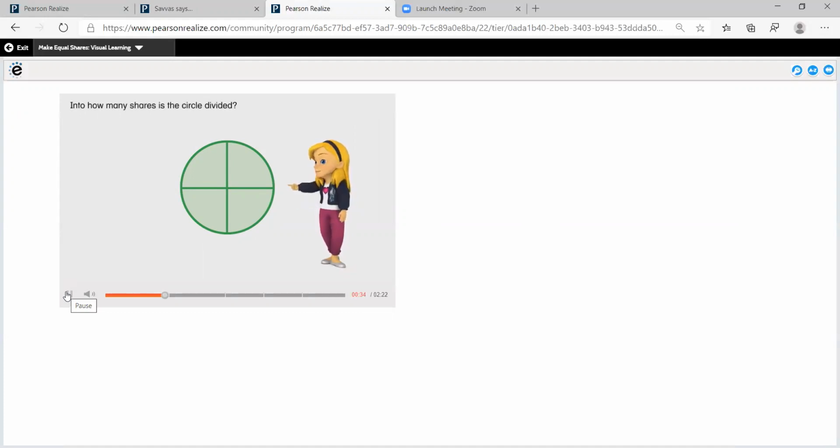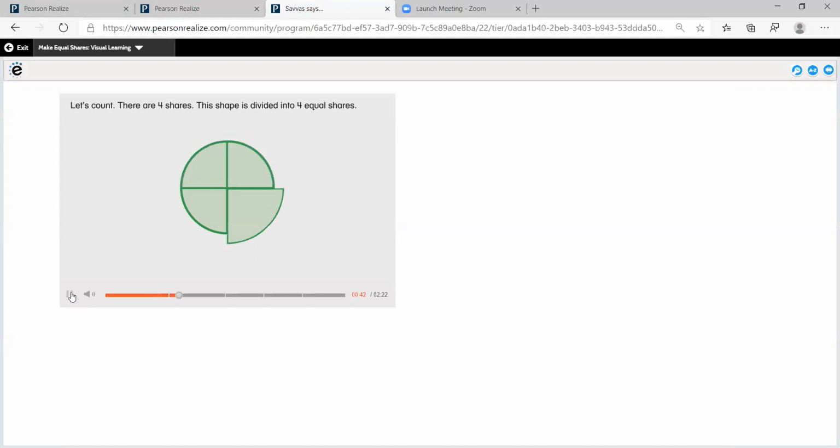Into how many shares is the circle divided? Go ahead and count the shares or pieces of this circle. If you think about it as a pizza or a pie, and you were to cut it on the lines, how many pieces would you have? Let's count. There are 1, 2, 3, 4 shares. This shape is divided into 4 equal shares.